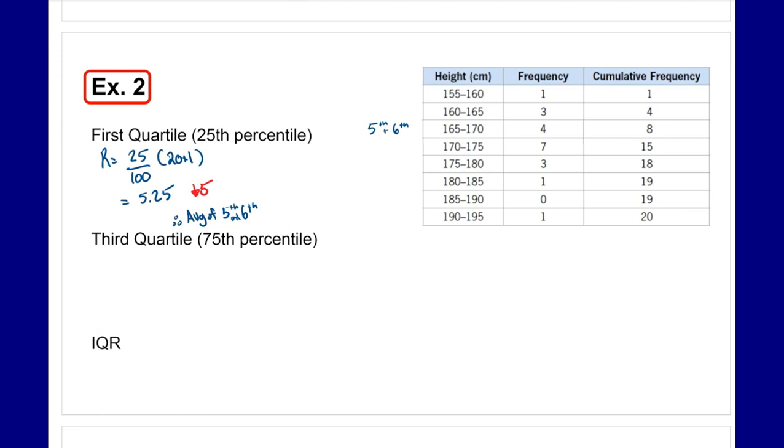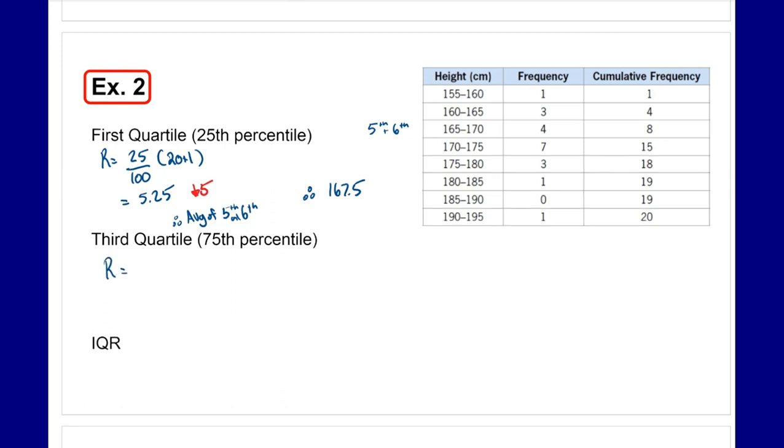So we could add the two midpoints together and divide by 2. It ends up being the same thing. Therefore, our value is 167.5. That's our first quartile, our 25th percentile. So at 167.5 centimeters, 25% of the data is less than or equal to that value.